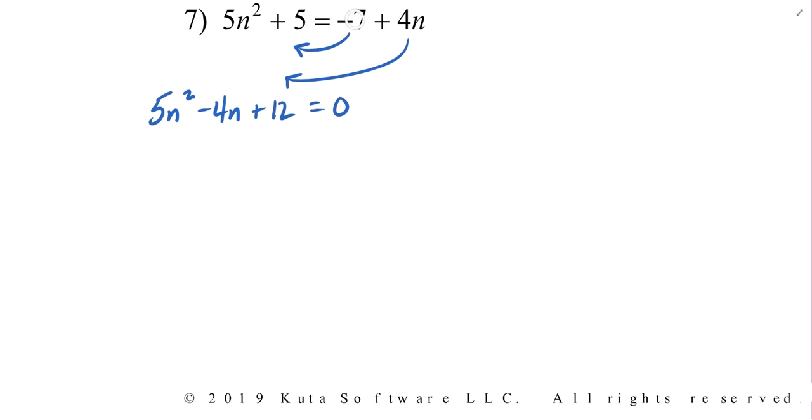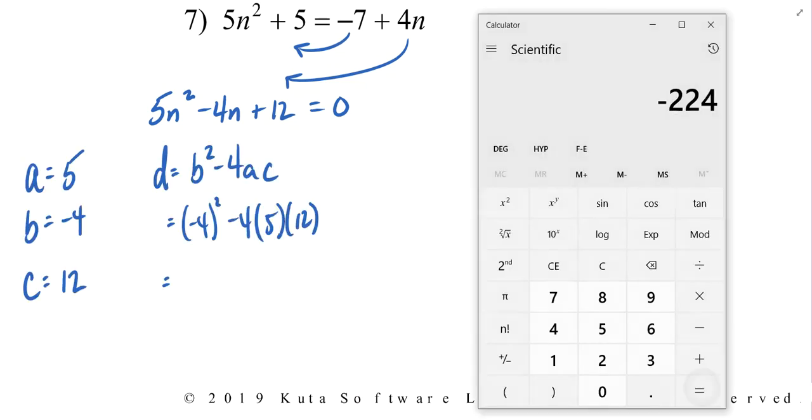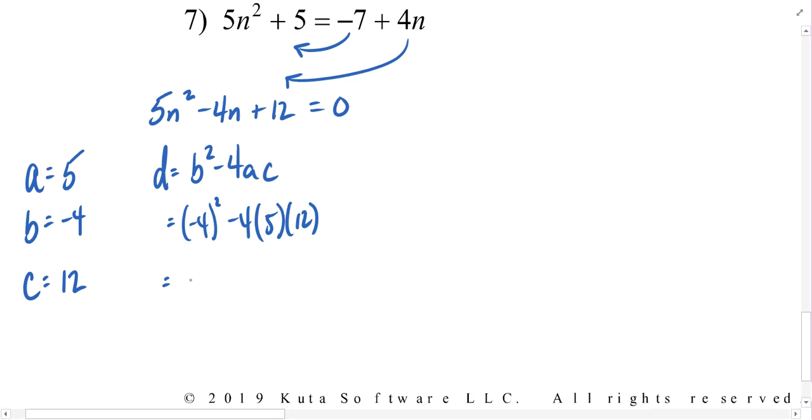After adding 7 to 5, I got the number 12. After subtracting 4n, I've got a negative 4n. So the next thing we should do is identify a, b, and c and calculate our discriminant. Please pause the video now and try this one out on your own. Check your work in just a second. And it looks like our discriminant comes out to be negative 224.